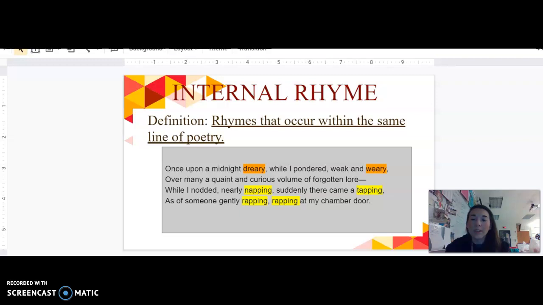We have dreary and weary, which would be our internal rhyme. We also have napping, tapping, and rapping, which would be an internal rhyme as well. We also have an end rhyme in the second and the fourth line with lore and door.